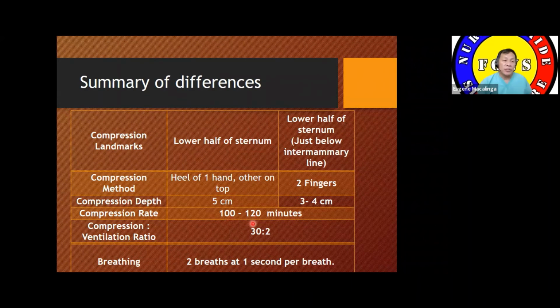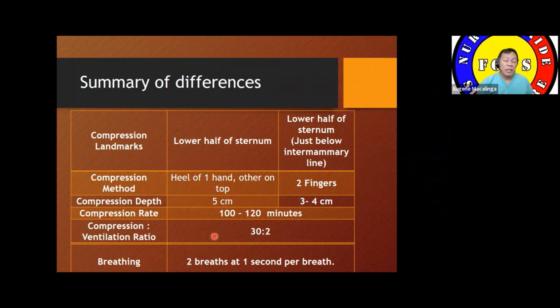So what does it sound like? When you count 1 and 2 and 3 and 4 and 5, 1 and 2 and 3 and 4 and 10, and you have to do this until 30. So it's much faster than your typical 1, 2, 3, because this is 100 to 120 per minute. It is faster than your usual counting, like double, right? Because in 1 minute, we have 60 seconds, so you have to count 100 to 120 times within 1 minute. That is the compression rate.